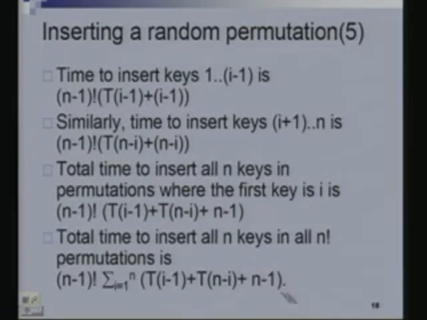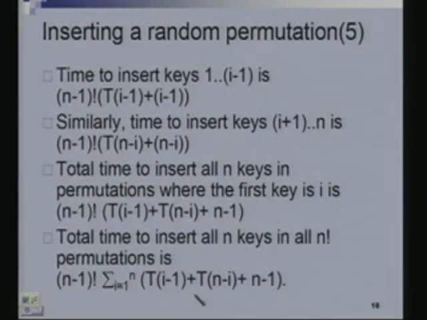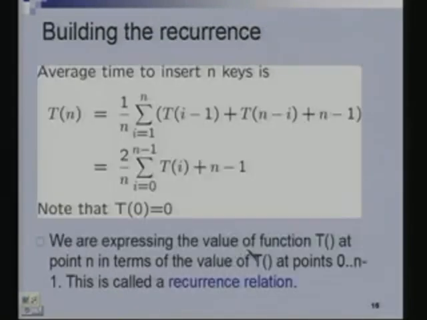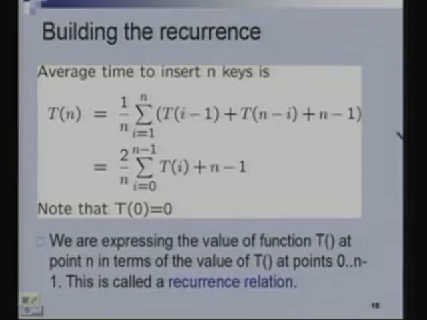Yeah, this is exactly that 16. So, now what is the average time to insert n keys? This is the total time, so this divided by n factorial would be the average. I have just divided that by n factorial, and this is what I would get. Just to make sure, this divided by n factorial will give me 1 by n, and this expression, which is just this that I have written, i going from 1 through n, right.